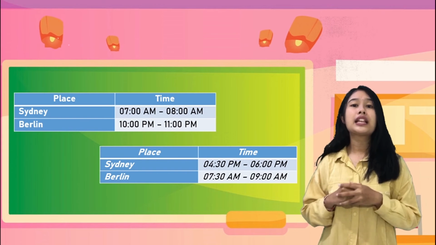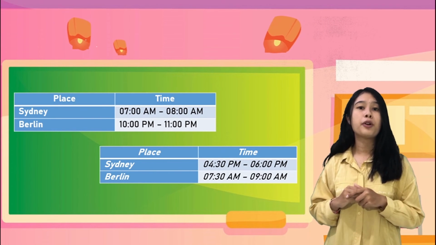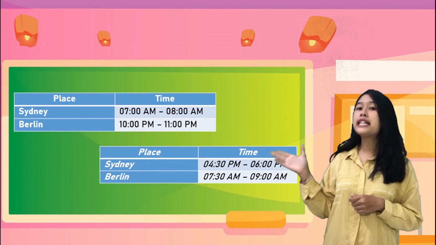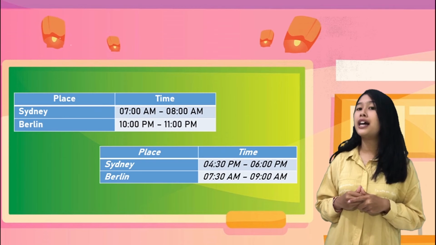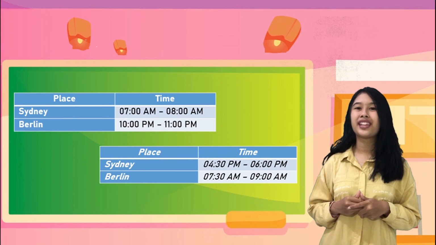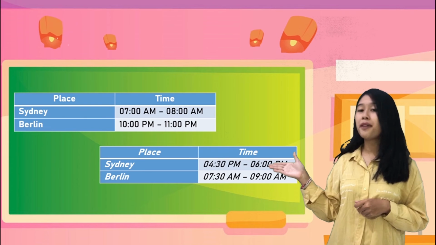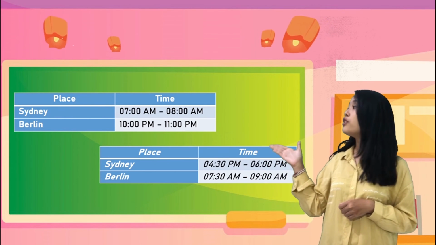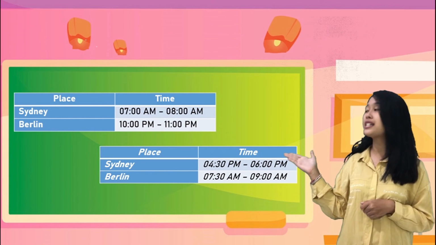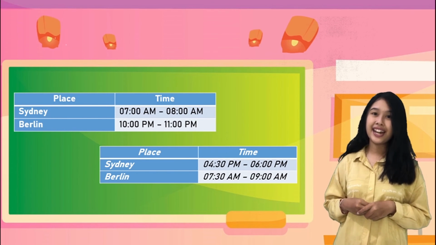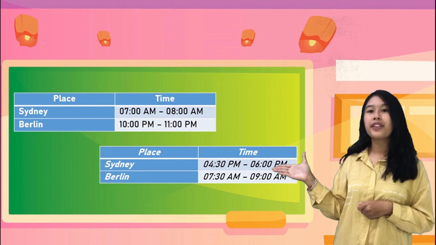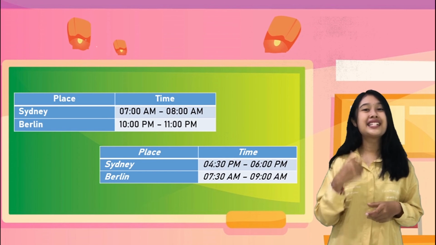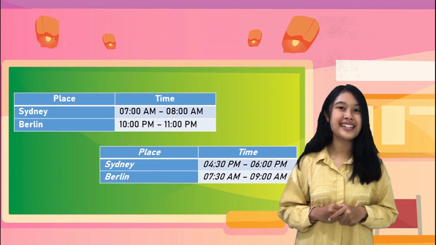Okay, we get the table now. When is a good time for Mark and Hans to chat? Look at the table. In Sydney, 7 a.m. until 8 a.m.; in Berlin, 10 p.m. until 11 p.m. And in Sydney, 4:30 p.m. until 6 p.m.; in Berlin, 7:30 a.m. until 9 a.m. Okay, that's the answer. You understand, right?